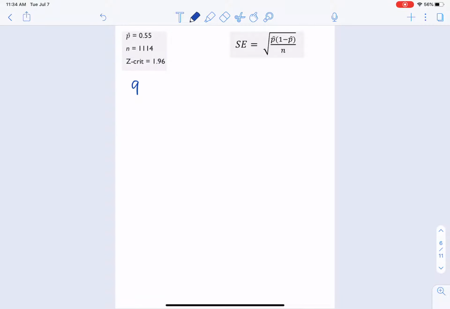Okay, and then I'm going to write out, we're looking for a 95% confidence interval, right? That's the idea. And we see that the z-crit here is going to be 1.96. Easy peasy, right? What do we want to find first? We know our sample proportion is 55%. We know our n is 1,114. Our z-crit's 1.96. Let's just find the standard error first, and that'll make plugging and chugging much easier.